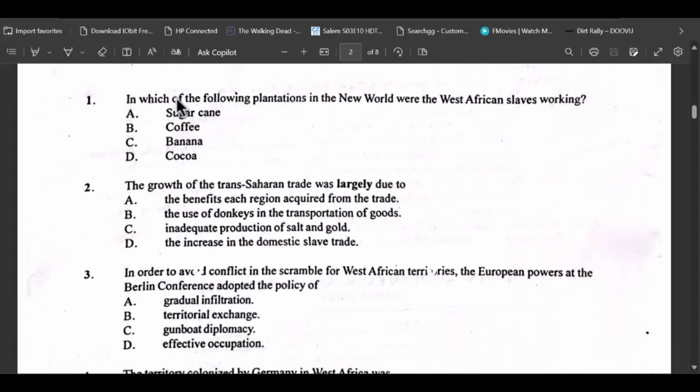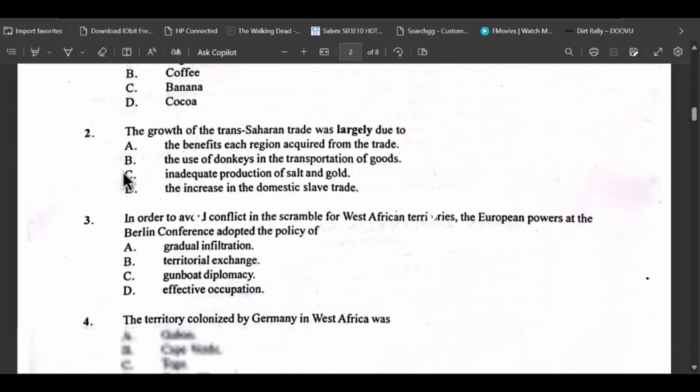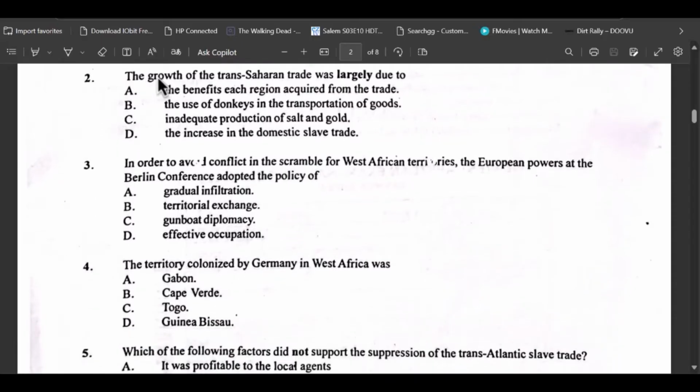Number 1, in which of the following plantations in the New World were the West African slaves working? 2, the growth of the trans-Saharan trade was largely due to. 3, in order to avoid conflicts in the scramble for West African territories, the European powers at the Berlin Conference adopted the policy of.